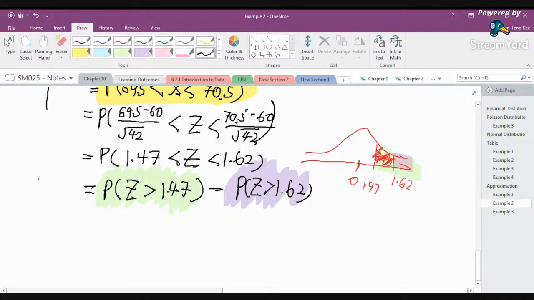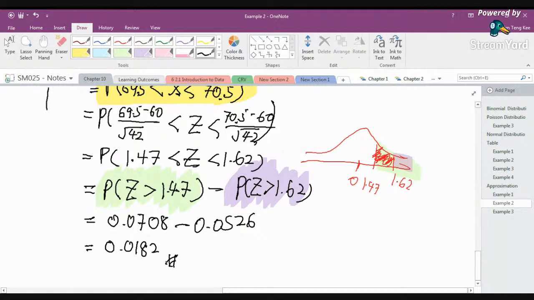And as a result, from the statistical table we find we have 0.0708 minus 0.0526. And as a result, I have 0.0182. There goes your answer.